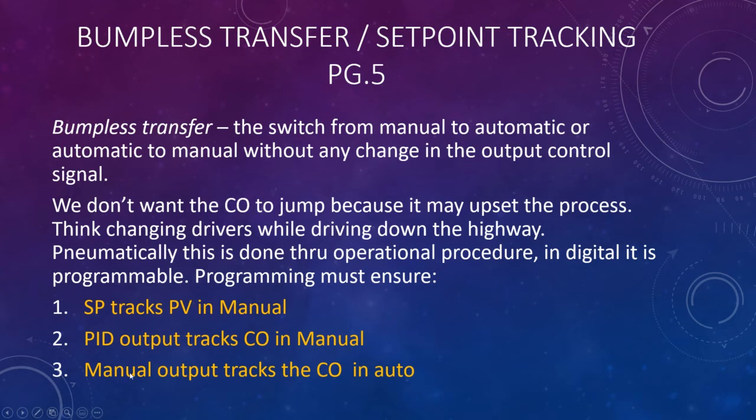Lastly, the third possibility is that the manual output tracks the controller output when it's in auto. So again, you're in automatic. The controller does whatever it does. It changes the controller output. The manual output will follow the controller output so that when you switch from manual to auto, you don't get that bump. That was probably a lot more time describing than I needed to.